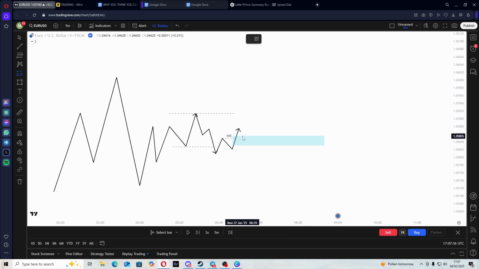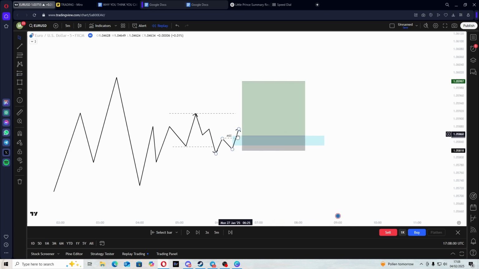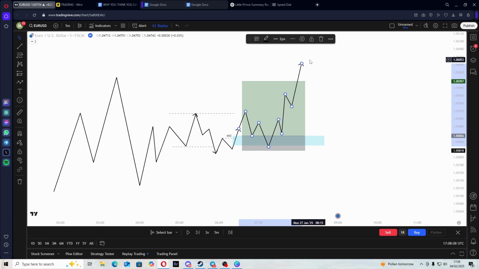So once we get that, all we've got to do now is place our entry, and all we've got to do is wait for price to actually tap into the area, and it will bounce all the way up to take profit. So you're going to wait for it to go back in here, and then it will go all the way up and smash your take profit. Okay, this is exactly what you're going to be doing every single day, in and out, and this is how you become profitable.